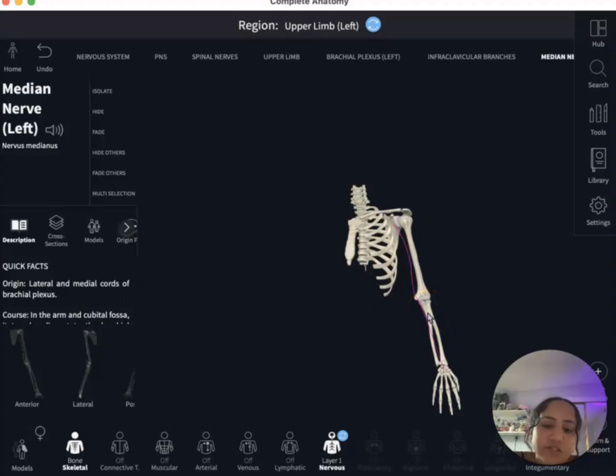The next muscle is going to be the palmaris longus. The origin for this is the medial epicondyle of the humerus. The insertion is the palmar aponeurosis and flexor retinaculum of the hand. And then the action for this is that it flexes the hand at the wrist joint and then it stabilizes the palmar aponeurosis.